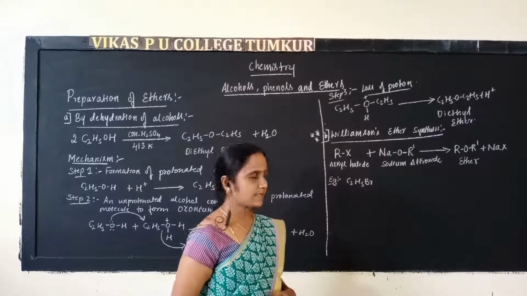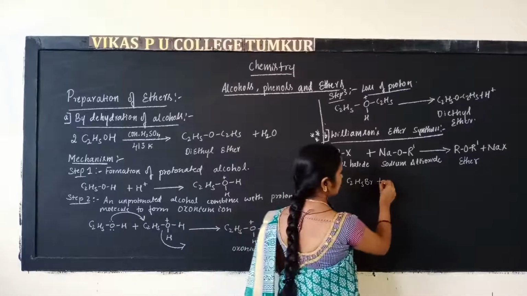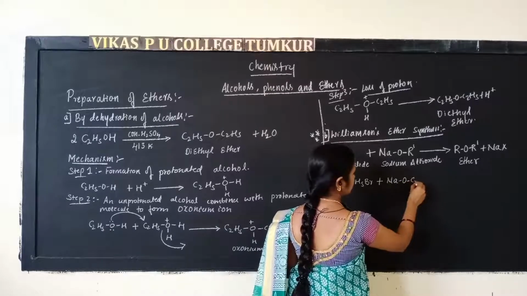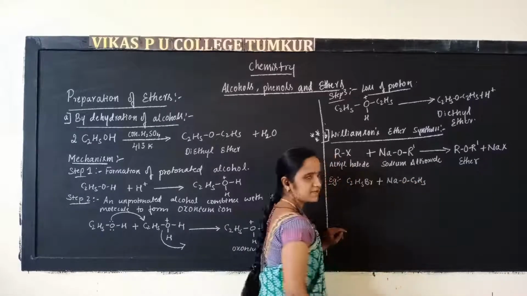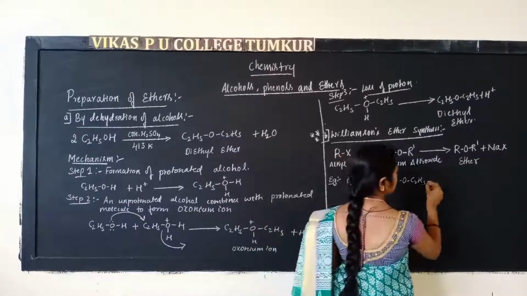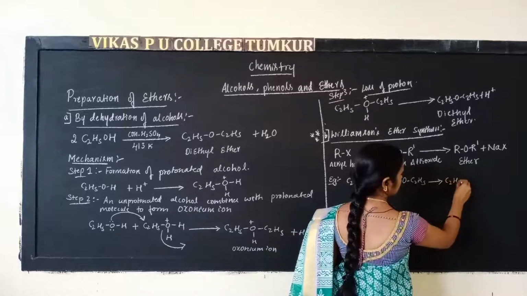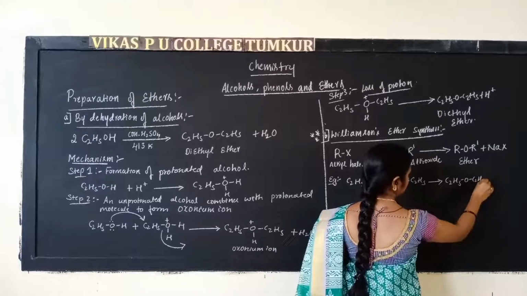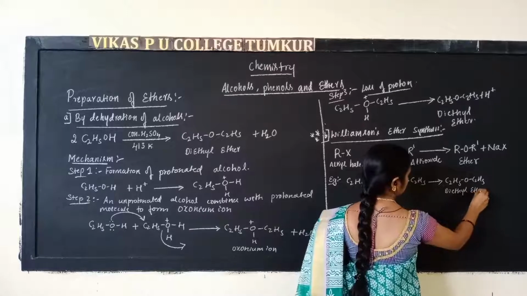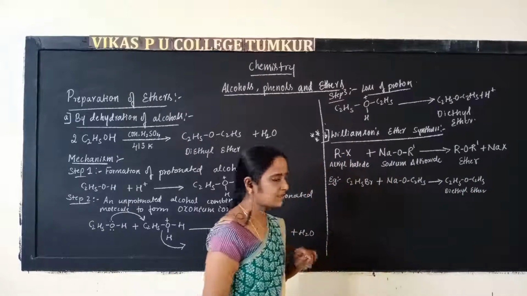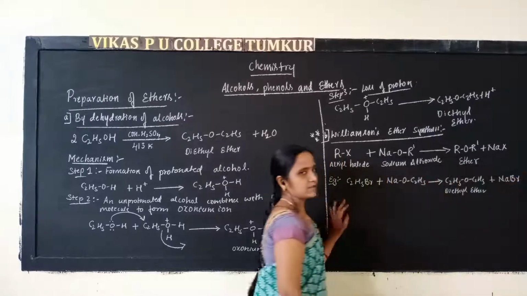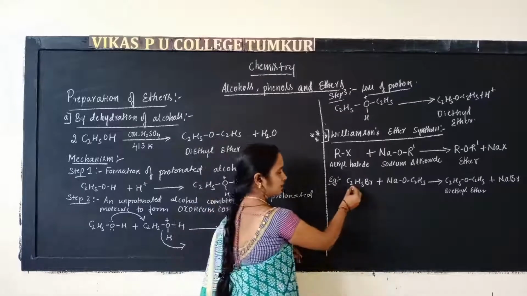Next, it is treated with sodium ethoxide, that is NaOC2H5. This we call sodium ethoxide. It is going to form diethyl ether, C2H5OC2H5, plus NaBr, that is sodium bromide.